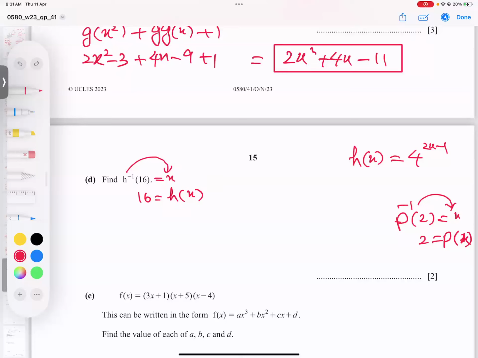I can write it this way also. And 16, I copy as it is. Or wait a minute, h of x is this: 4 to the power 2x minus 1. Some teachers teach the logarithm technique, which is not wrong even. But because students don't have any idea of logarithms at low levels, that is why I'm not teaching it here.